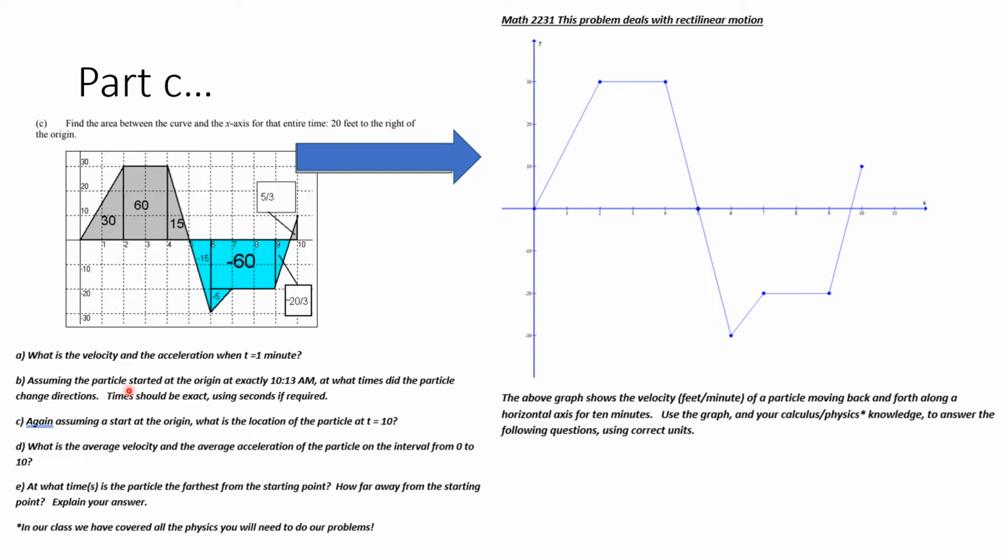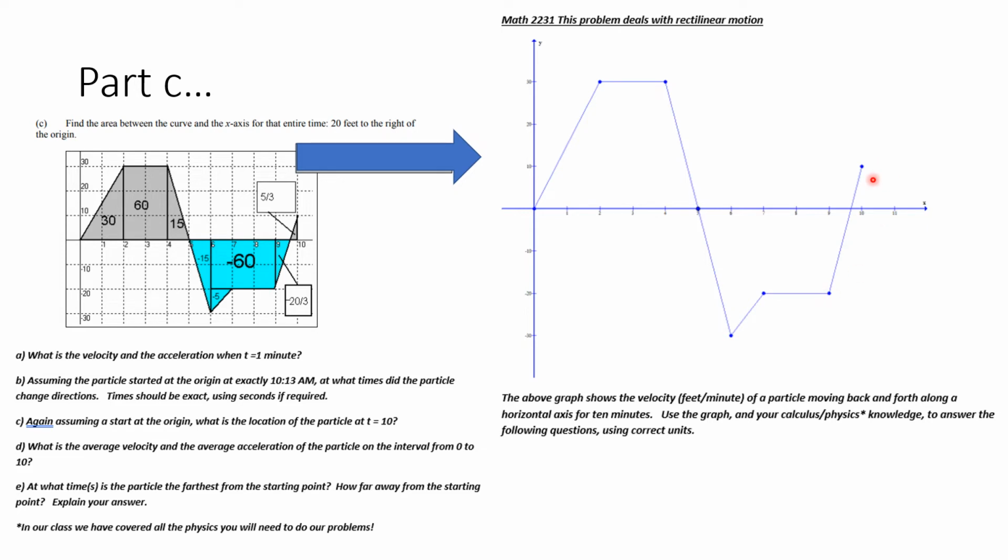Part C. What we're to find is, you start at the origin. What is the location of the particle at time t equal 10? Well, you see, what happens is we're having average acceleration during these times, average acceleration here. We're decelerating here, and we're having all of these changes, but everything is a line segment.